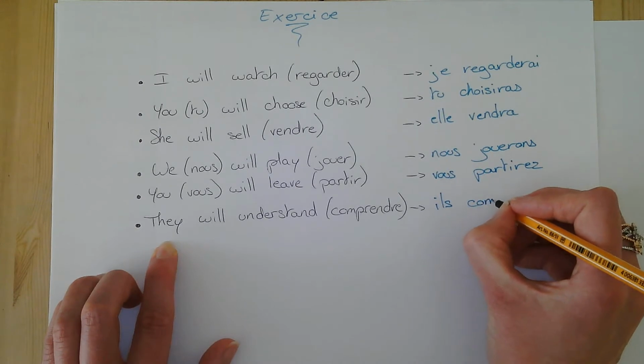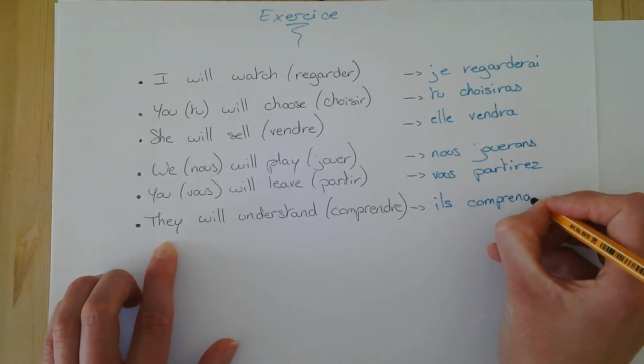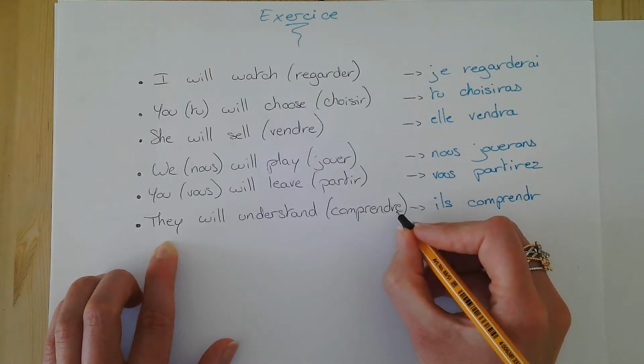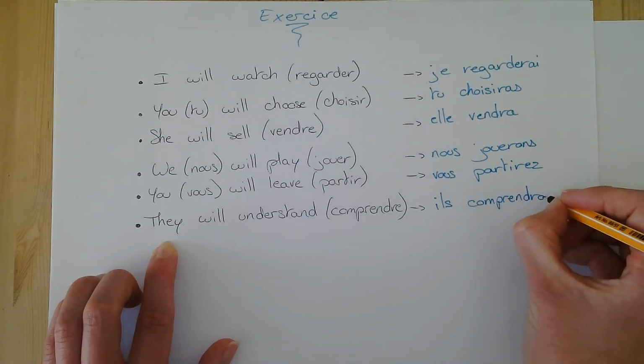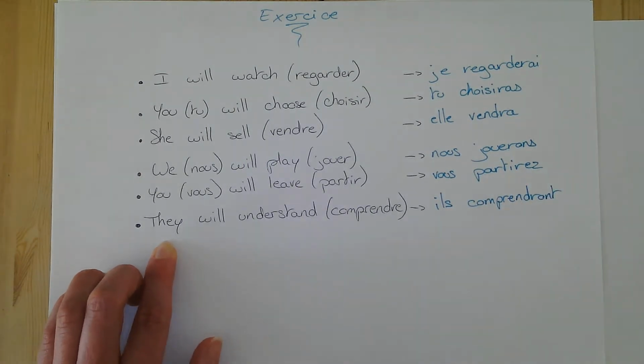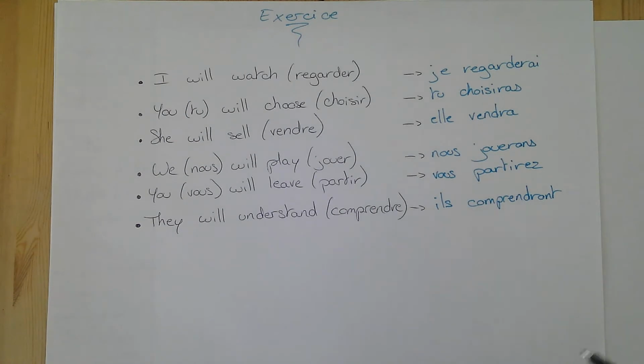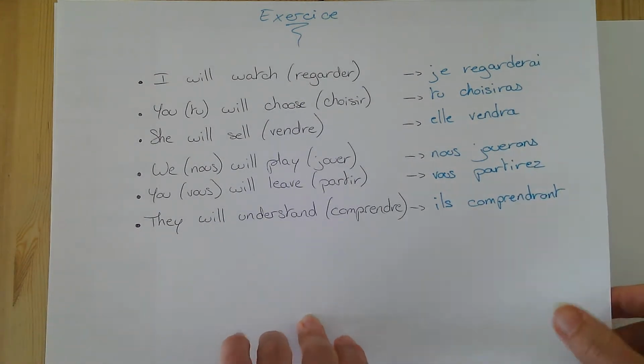Comprendre is an RE verb, so I get rid of the final E and I put my ils ending. Ils comprendront, they will understand. Well, I hope you will understand. And I also hope you've got that right, because now I'm about to move on to the irregulars. So let's go with that.